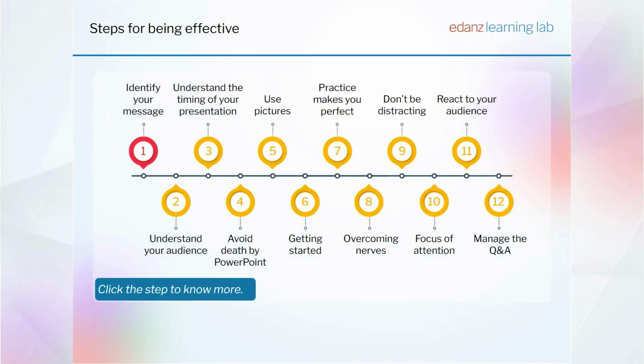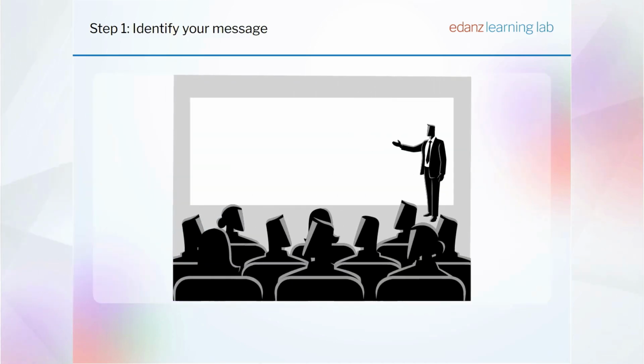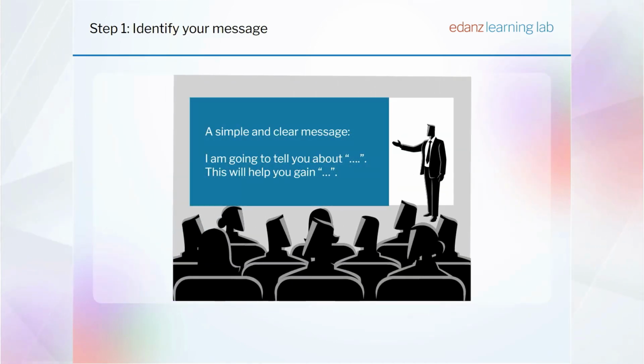Step number 1, identify your message. Ensure you have a clear and simple message that you want to get across in your presentation. Tell your audience at the beginning of the presentation, this is what I'm going to talk about. This is what you're going to gain from listening to the talk.